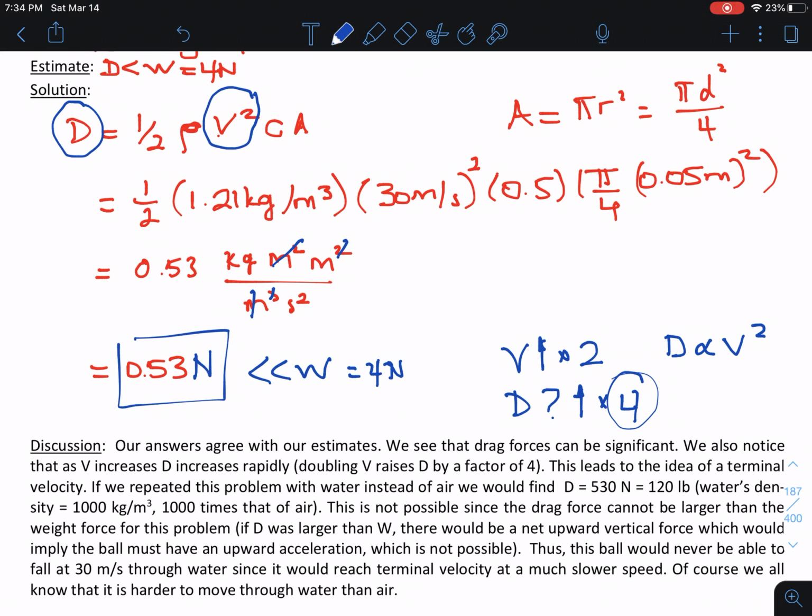Again, I encourage you to read the discussion part, but this is how we are going to deal with the drag force equation.